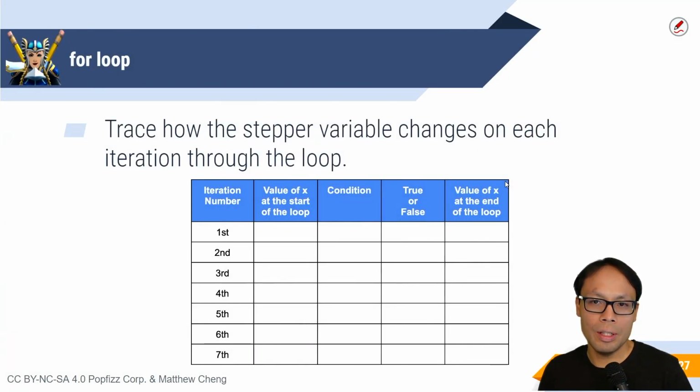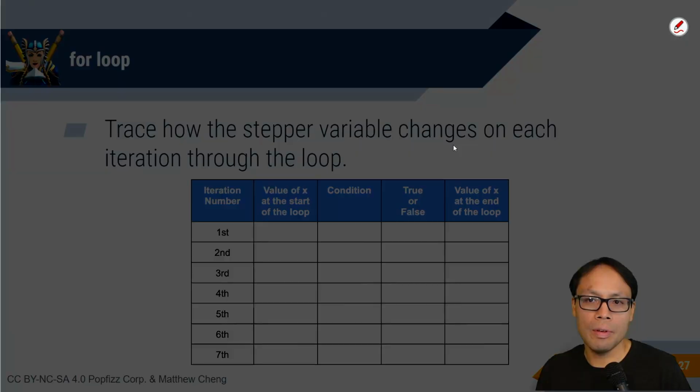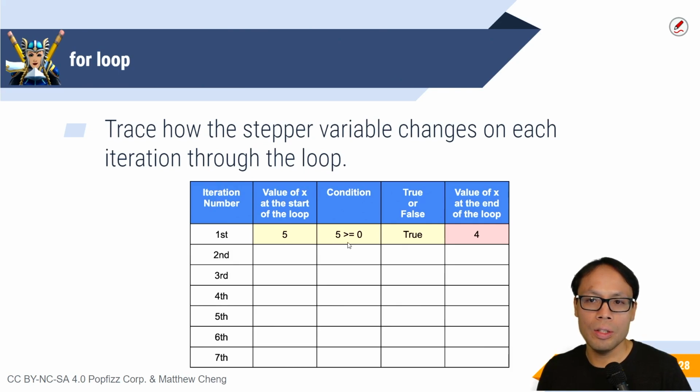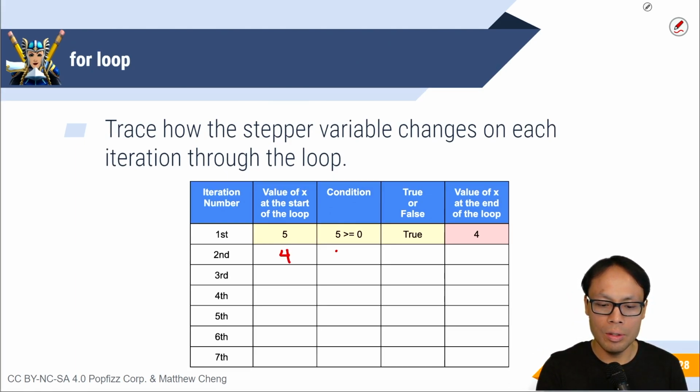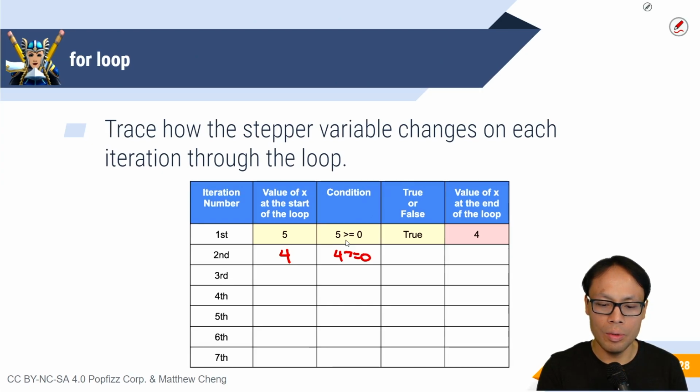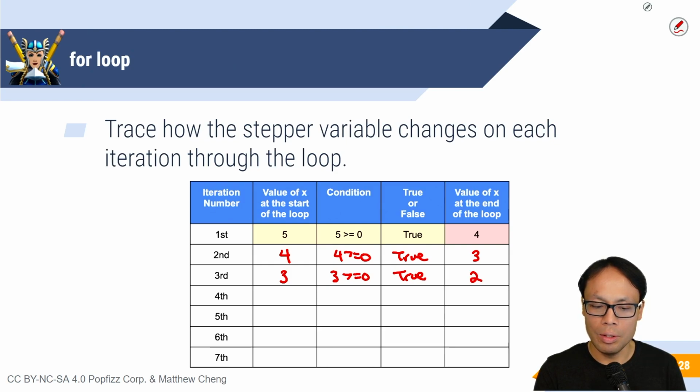All right, so let's go ahead and trace how the stepper variable changes on each iteration through the loop. So again, our starting value is 5. Our condition is 5 greater than or equal to 0. And then we've got true. And again, we go down by 1, so that's 4. So let's continue tracing this here. So again, we've got 4 here. 4 is greater than or equal to 0. So that is true. We go down by 1, so that's 3. We have 3 here. Then we have 3 greater than or equal to 0. That is also true. Go down by 1, that's 2.